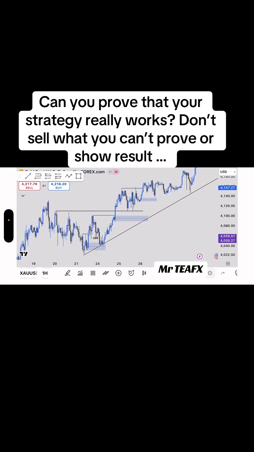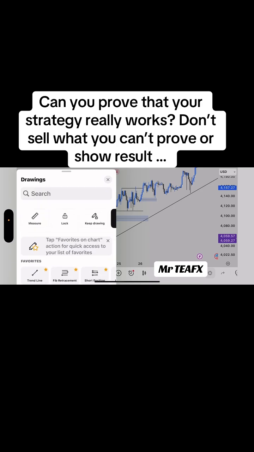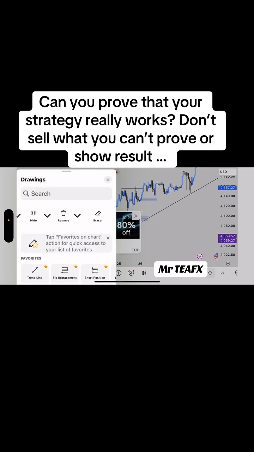Now I want to teach you guys something about directional bias. When you say directional bias, that is the overall trend. That is, where is the market heading to? Where is the market going? That is what we call directional bias. So I'll be deleting all this out so that you guys can get a clear picture of what I'm talking about.